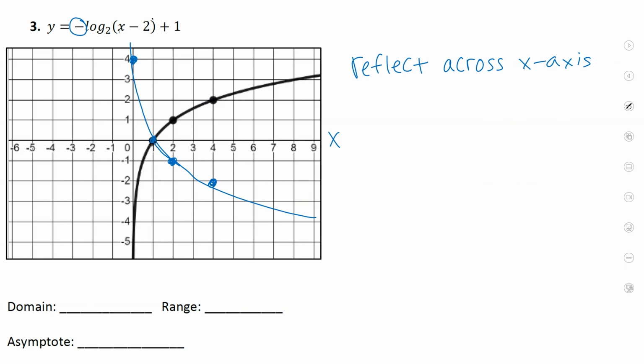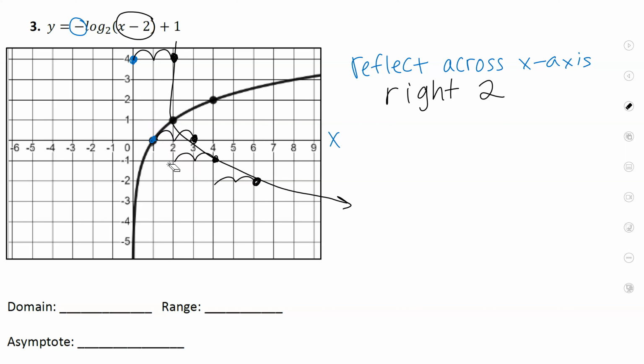What does this -2 on the inside do? Right 2. You can write this down. Right 2. Okay, so since it moves to the right 2, I'm going to move each of these points over to the right 2 spaces. So this point will move over and be there. This point will move over and be here. This point will move over and be here. This point will move over and be here. So my new line looks like this. And I'll erase this old one. Is everyone clear on how we got that?